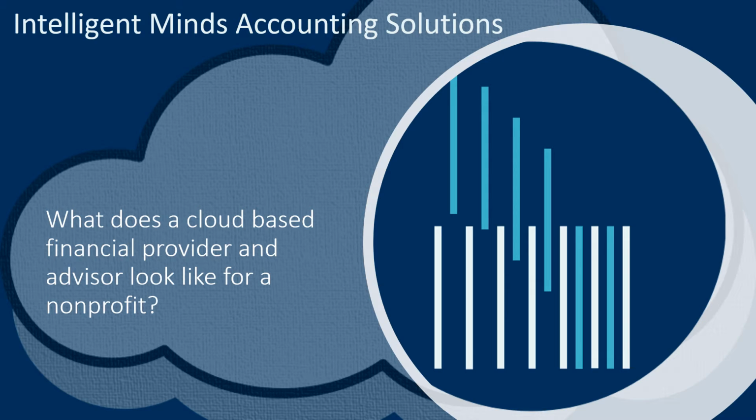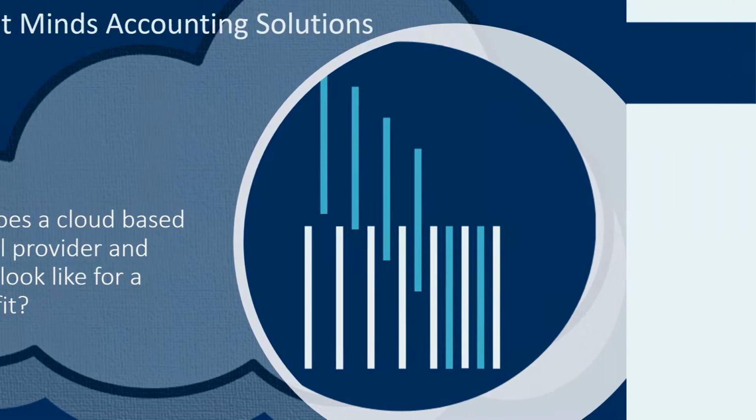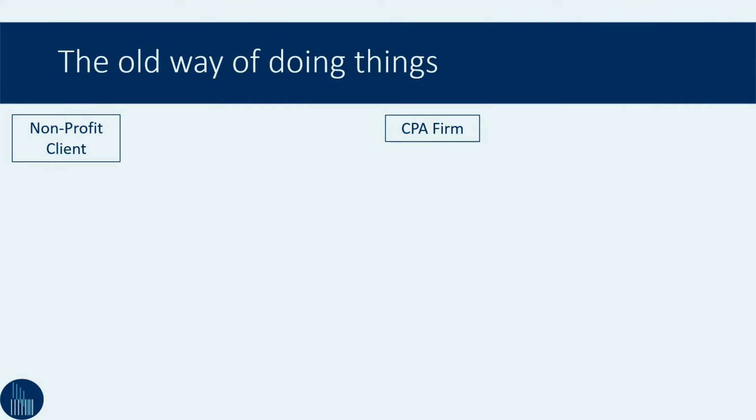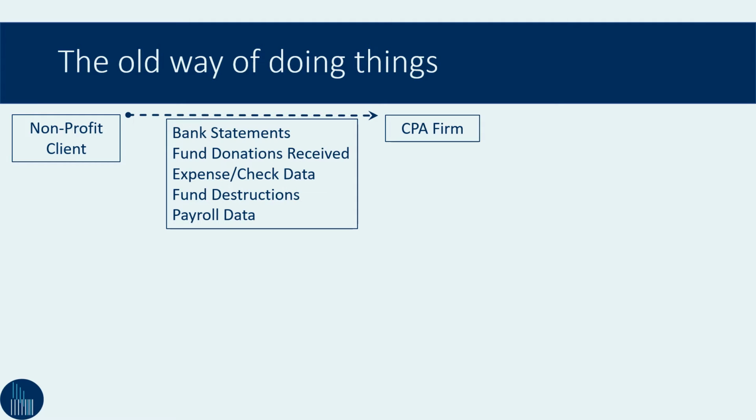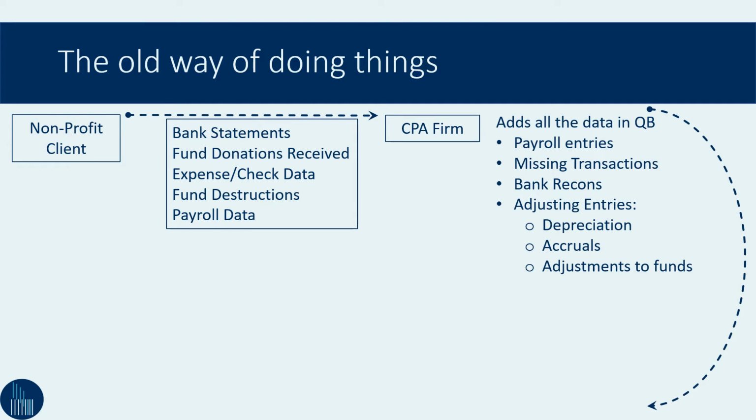This video presentation will explain what a cloud-based financial provider and advisor brings to the nonprofit industry. The old way of getting financial information for a nonprofit is sending their data like bank statements, donor detail, expense and check data, fund disbursements, payroll, and anything else that may be sent to help your CPA or bookkeeper. That individual would then make the necessary entries and adjustments.